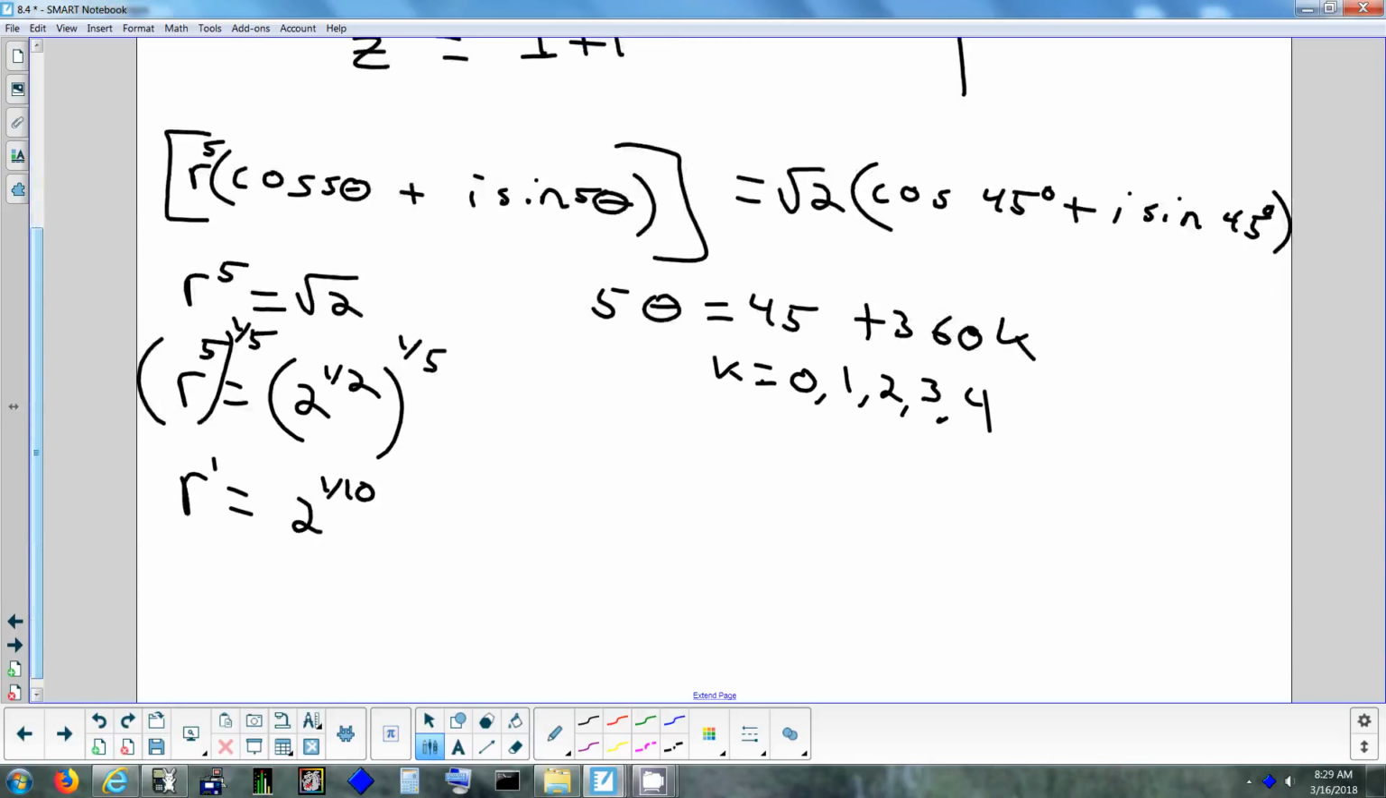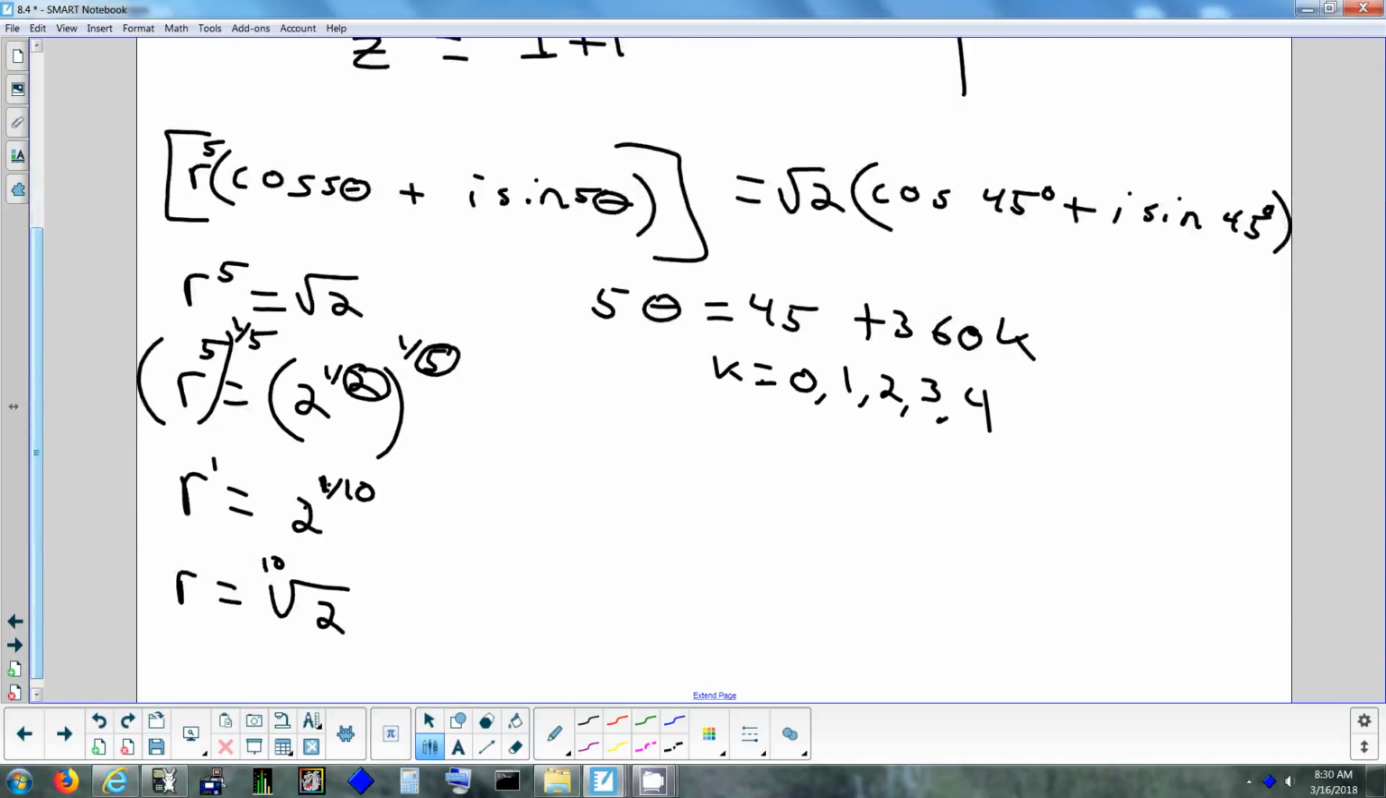So r equals 2 to the 1/10 power. Or if you'd rather put it as a root, whatever you divide by, that's the root. So when you have it to a 1/2 power, that means you were taking a square root. 1/5 power is a 5th root. 1/10 power is a 10th root. 2 to the first power divided by 10 is the root. So you can write the answer like that.